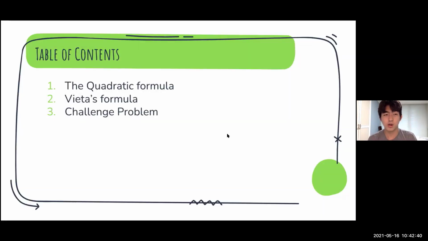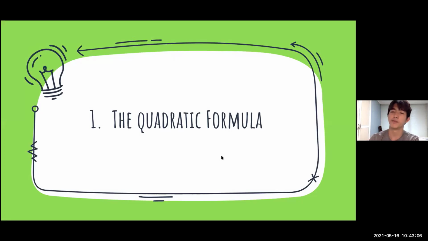So today we're just going to do mostly three things. First of all, I'm going to tell you about a really fundamental theorem in algebra. It's called the quadratic formula, and we're going to solve some problems related to it. Then I'm going to tell you about Vieta's formula. And lastly, we're going to do a challenge problem. Okay, so let's start with the quadratic formula first.